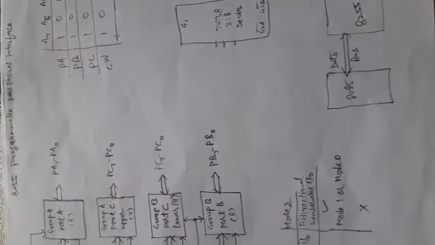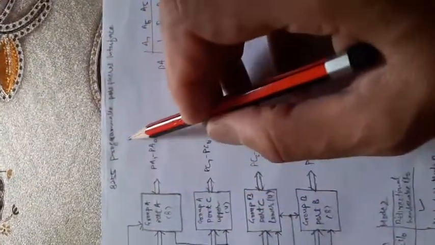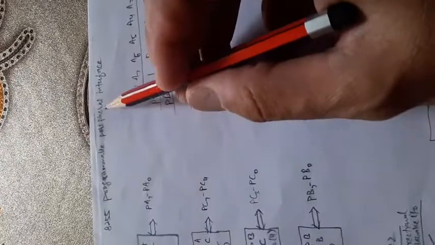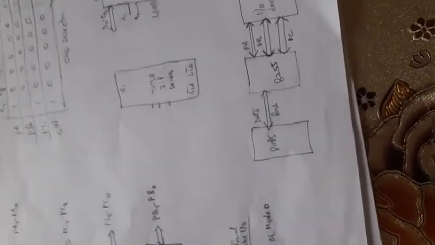Hello students, in the series of e-lectures, today I will tell you about the chip 8255, which is called the programmable peripheral interface. Before going into the architecture of this 8255, first I will tell you the need of 8255.